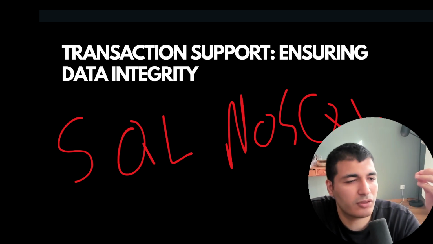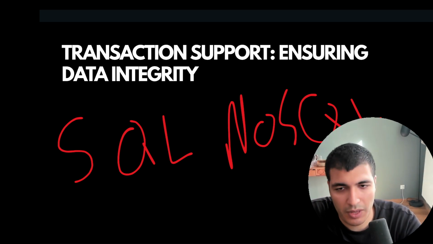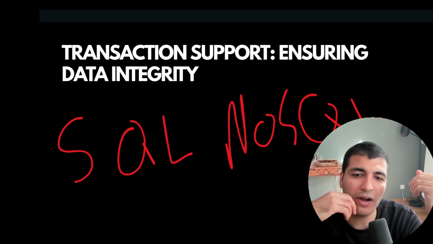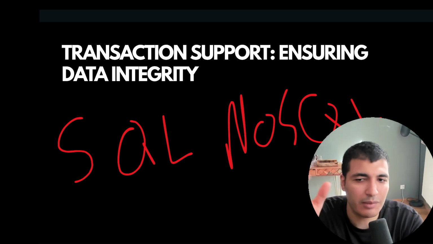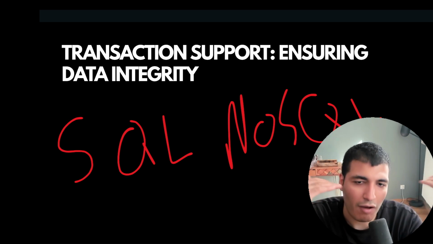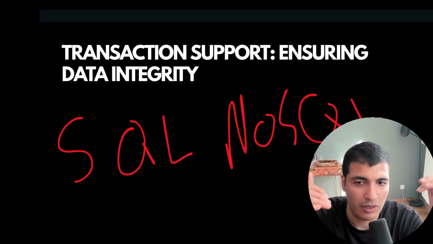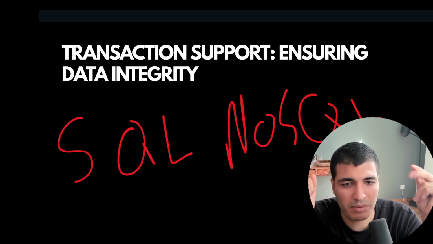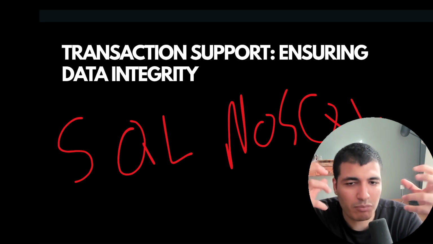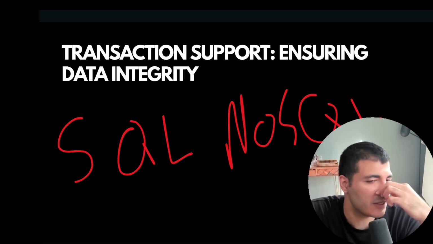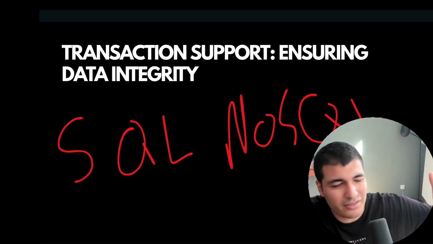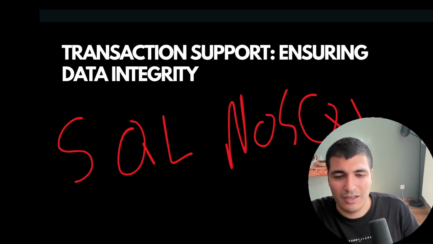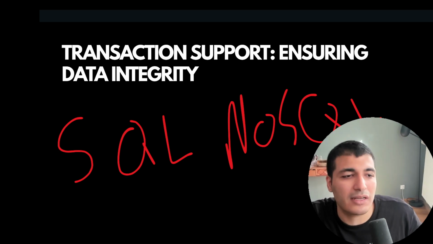NoSQL databases often prioritize high availability more than consistency. So you will find they prioritize high availability and scalability in distributed environments over full ACID transaction support. Many NoSQL databases follow the BASE model: basically available, soft state, and eventually consistent. So there will be some sort of eventual consistency. It will not be as consistent as SQL databases.